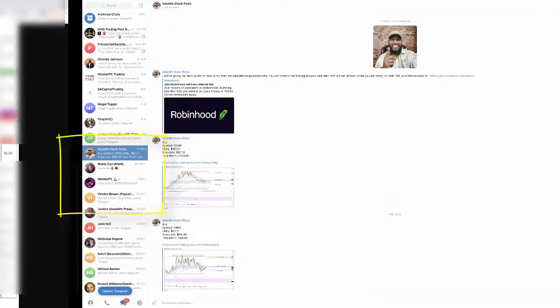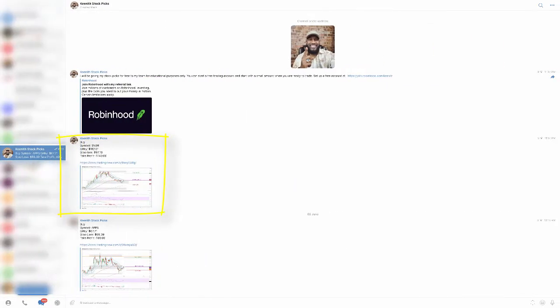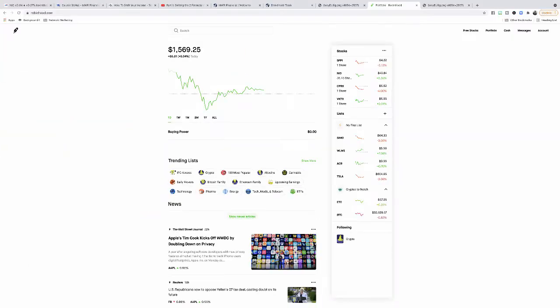And so let's go back over to our Telegram channel. And as you can see here, this is where I will post the different trades that I take. Now, let's go over to Robinhood so I can show you how to put this order in play.